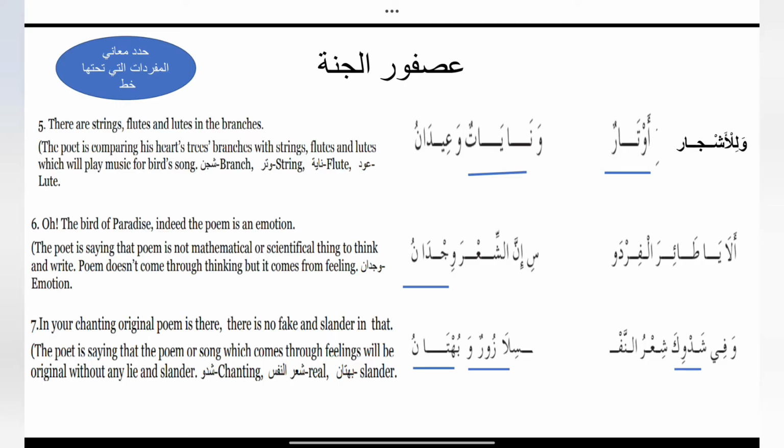Oh, bird of paradise, indeed the poem is an emotion. Tair al-firdaus, bird of paradise. Shi'r, the poem. Wijdan is emotion.